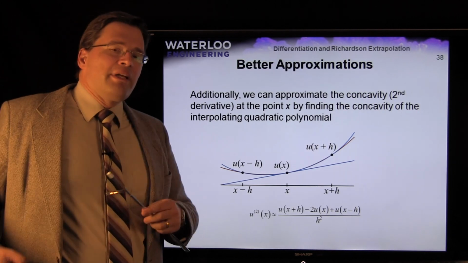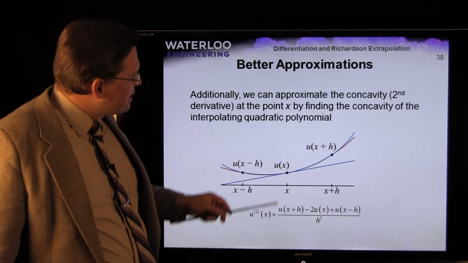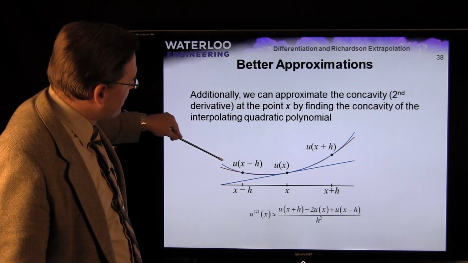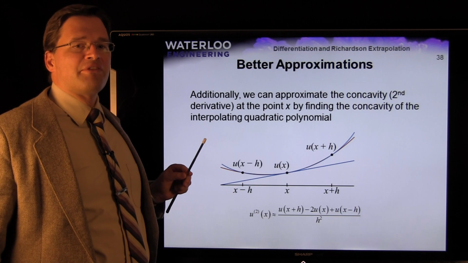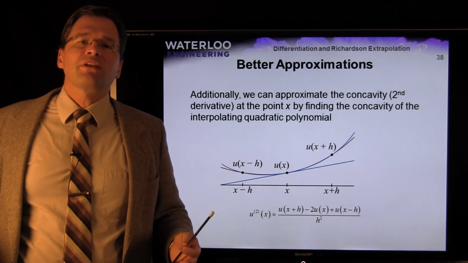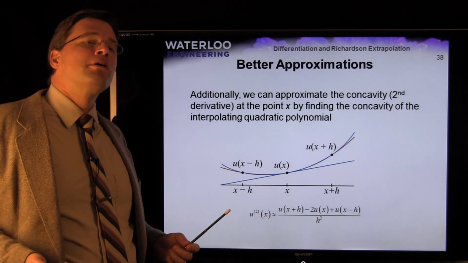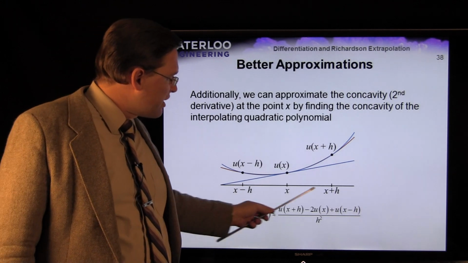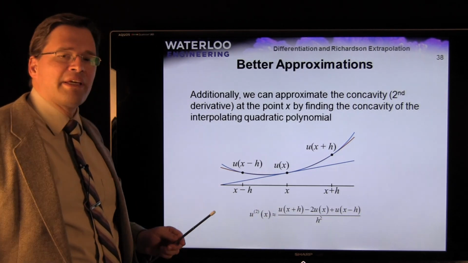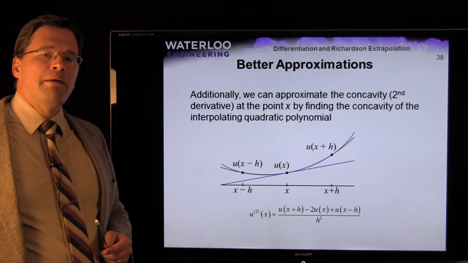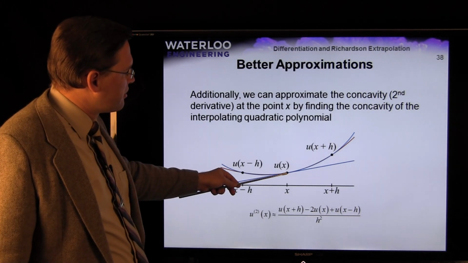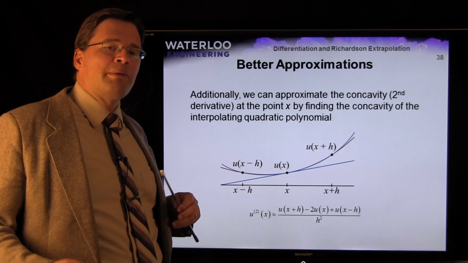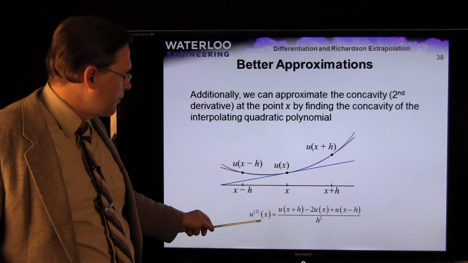Now, as one additional bonus, since we have an interpolating quadratic, it also has a second derivative. It's the coefficient of the x squared term. In this case, the coefficient of the x squared term is this formula here. So therefore, not only do we have an approximation of the derivative at this point, but we also have an approximation of the second derivative here.